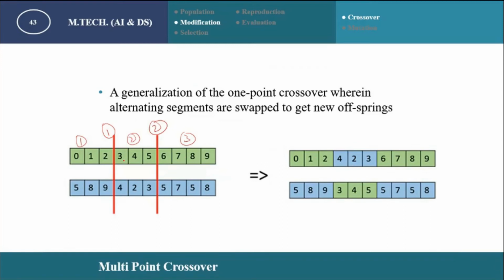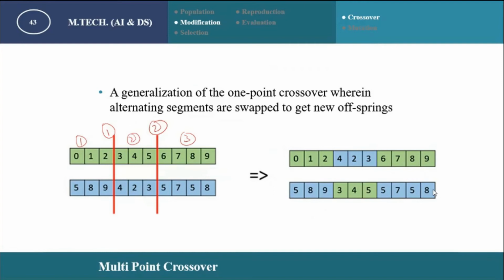0, 1, 2, then instead of 3, 4, 5, it comes 4, 2, 3. The blue cells come here. Then again the green cells repeat. So here the first 3 is blue cells, then 3 the green cells, then finally again the blue cells repeat. So this is the multi-point crossover.